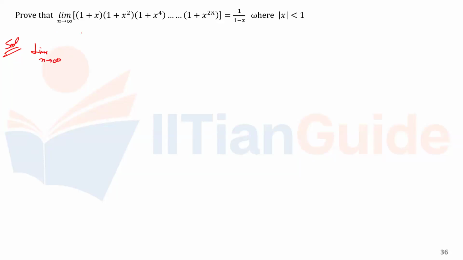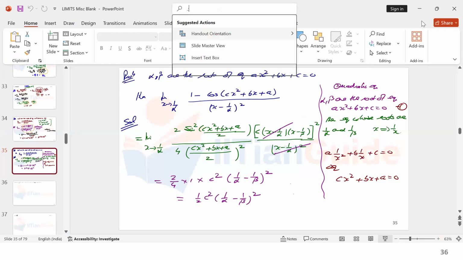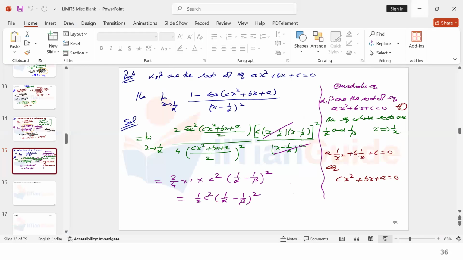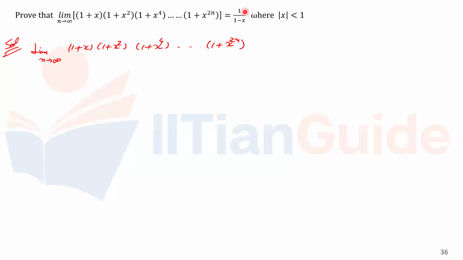We have the limit as n tends to infinity of a product with the term 1 plus x, after that 1 plus x square, after that 1 plus x to the power 4, and the last term 1 plus x to the power 2^(n-1). We need to prove that it is equal to 1 upon 1 minus x, and it is given that mod x is less than 1. Tell me how to do it.